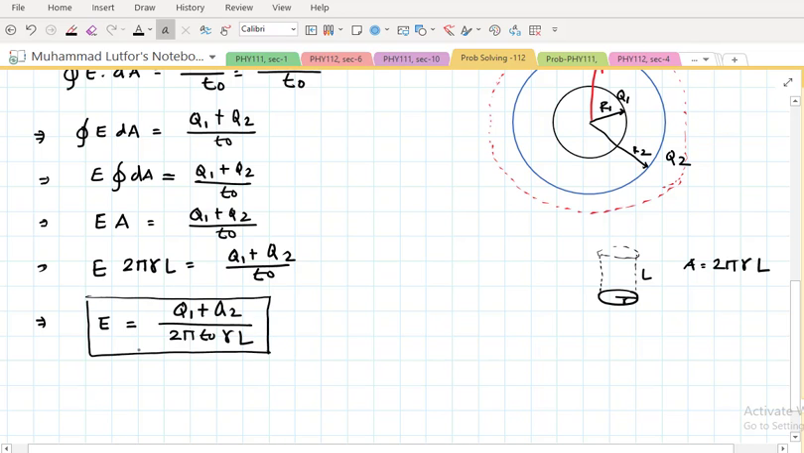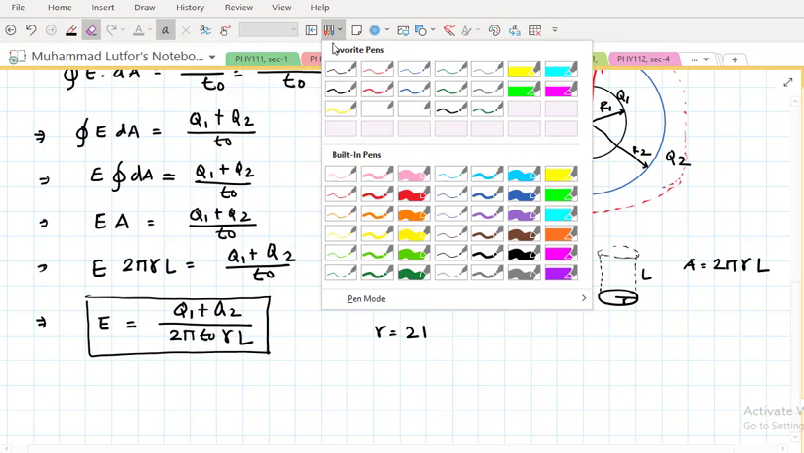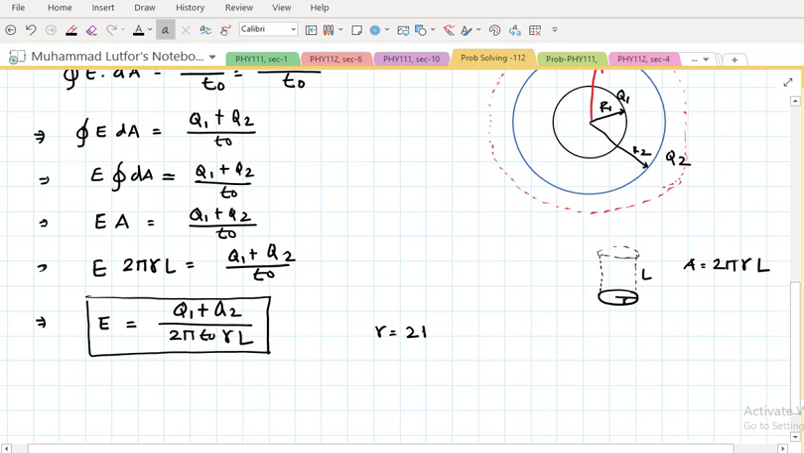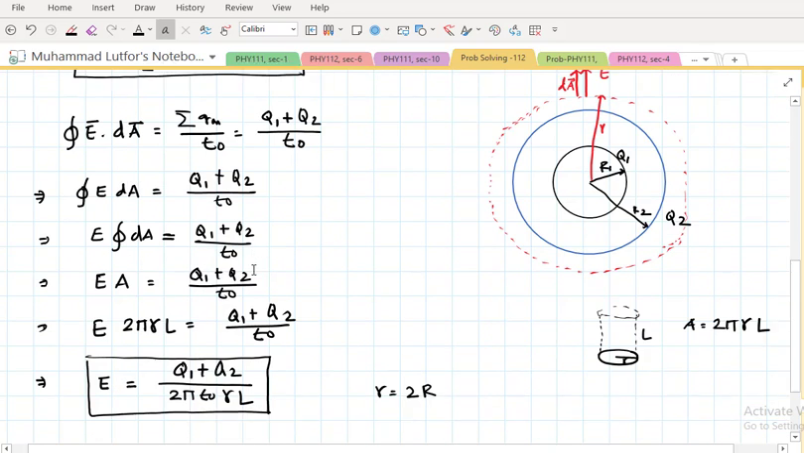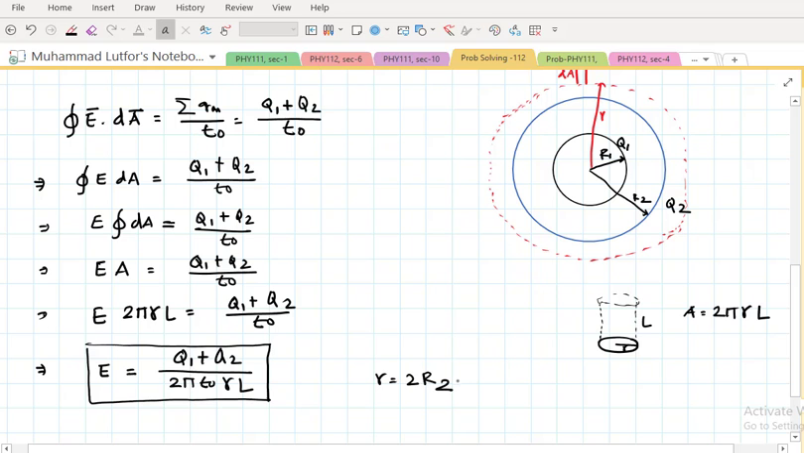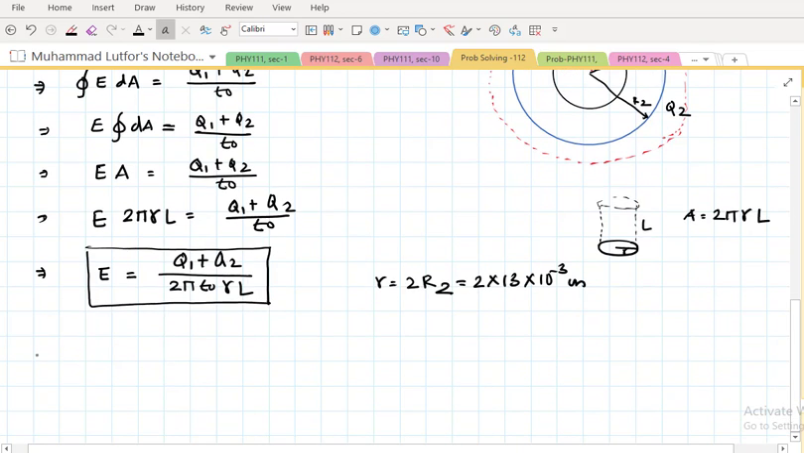Now for the first case, they give me r as twice r1, right, which is for this case, sorry, twice r2, I'm sorry, it should be twice r2. So this is twice r2, which is 2 into 13 into 10 to the minus 3 meter. That would be r. Fine. Now I'm going to put that value in.